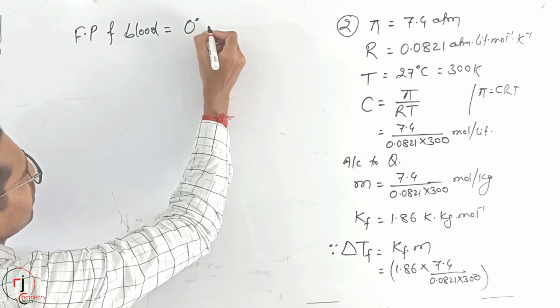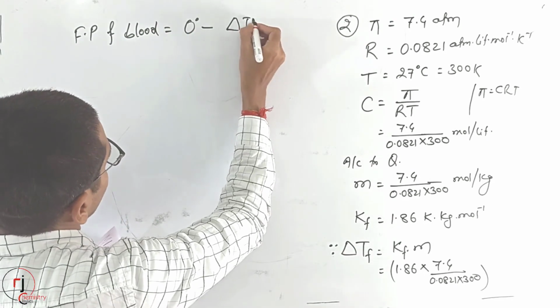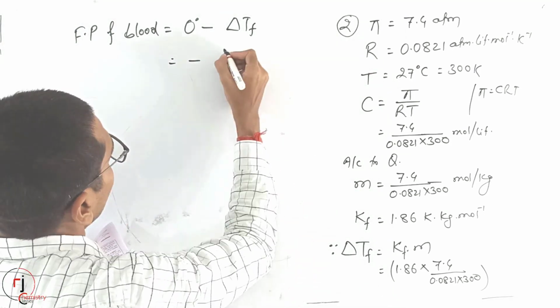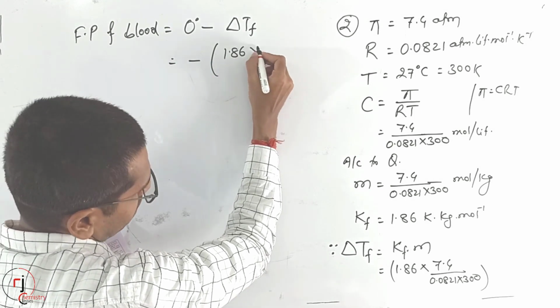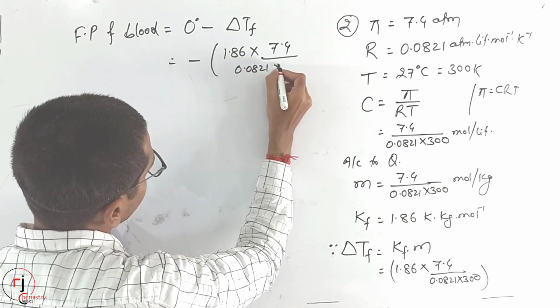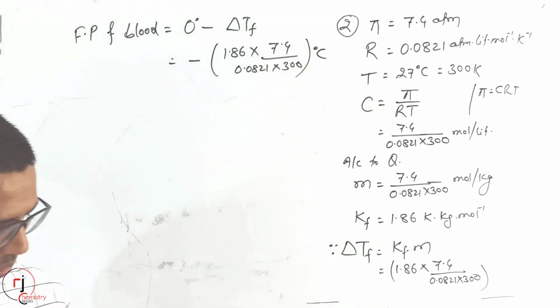That is 0 degree Celsius minus ΔTf. The value of ΔTf is written right from here, so we obtain minus 1.86 into 7.4 by 0.0821 into 300 degrees Celsius. This is the freezing point of blood.